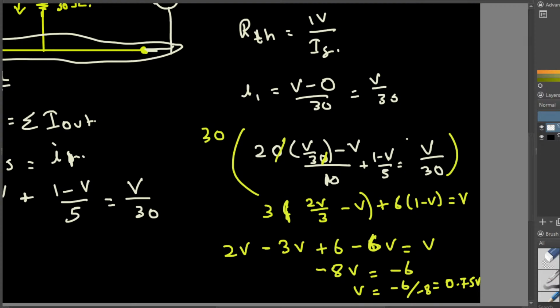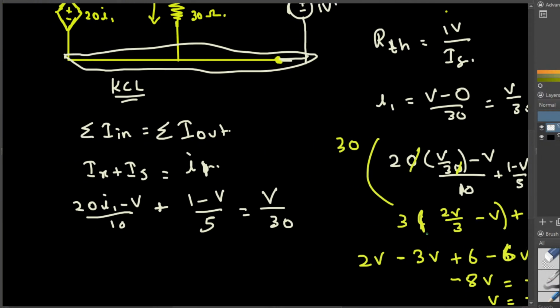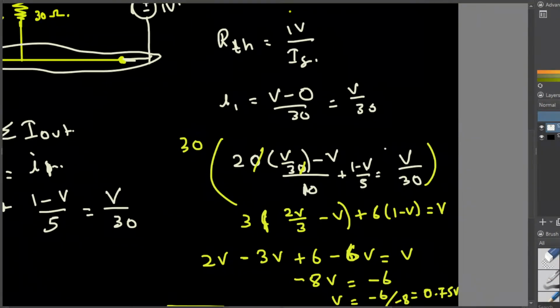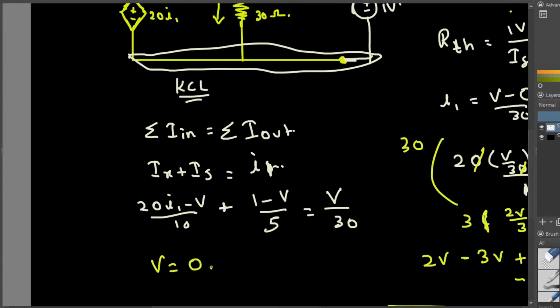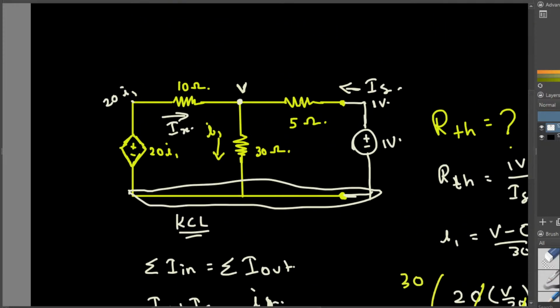Okay, now we have found out the voltage, but our purpose is to find out the current, IS. Let's note this one somewhere here. V is equal to 0.75 volts. Can I use this and find the current IS? IS is 1 minus V divided by 5, right? So let's write the equation for that. IS is equal to 1 minus V divided by 5, and V is 0.75. 1 minus 0.75 divided by 5.